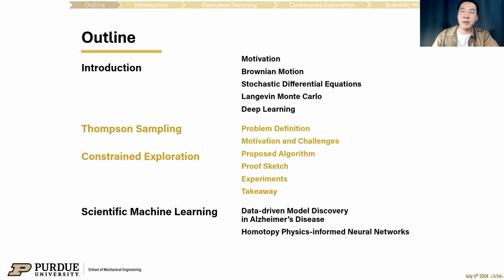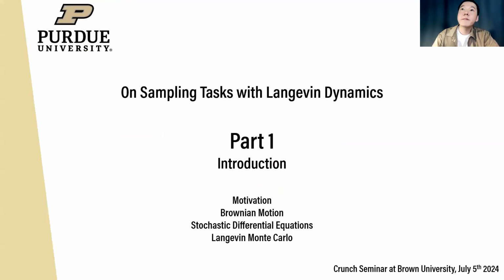called Thompson sampling and constrained exploration. I will start with the problem definition, the motivation behind our work, the designed algorithm, and the results from both theoretical analysis and experimental validations. Lastly, I would like to briefly mention our work in scientific machine learning if we have some extra time, which includes data-driven model discovery in Alzheimer's disease. We also worked on PINNs, where we combine homotopy continuation and PINNs to address some inverse problems. So let's move on to the first part.